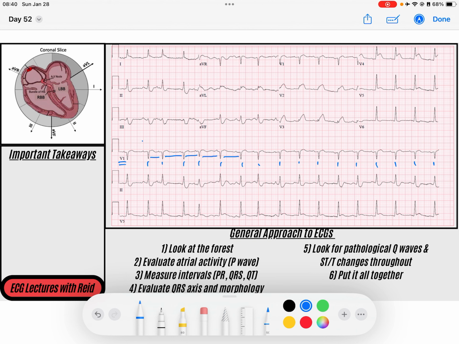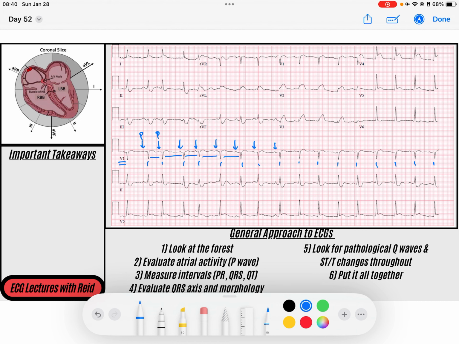I do notice though that there are P waves in front of my QRSs, and it doesn't appear to be any P waves that don't have a QRS with them. So lots of good P's here. And so let's take a look and just go down our algorithm. So let's evaluate for what the H tree is doing.